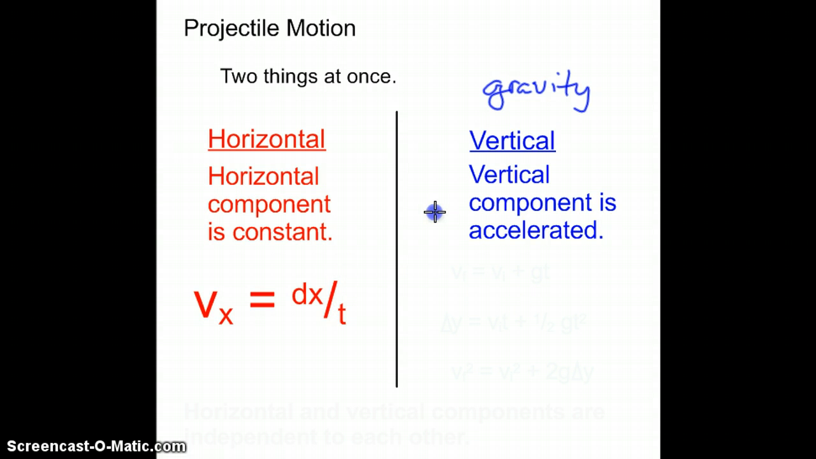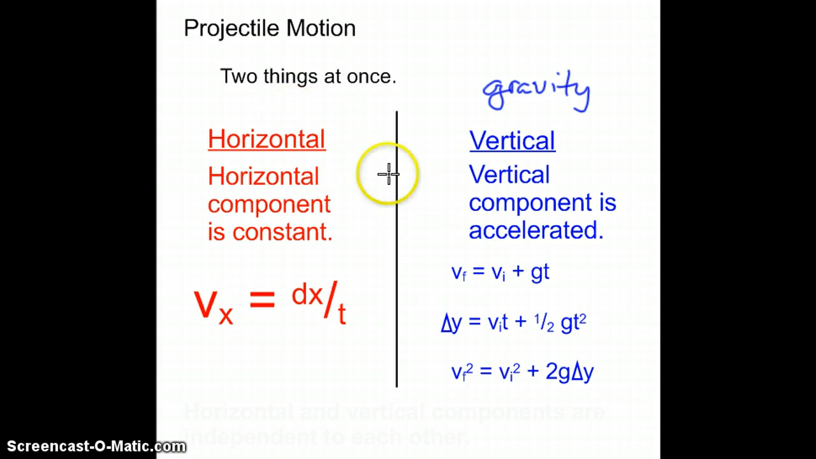The gravity formulas are, there it is. Our formulas for the accelerated component are the ones that we've talked about before. We have final velocity is equal to initial velocity plus gravity times time. Our change in y is equal to our initial velocity times time plus 1/2 gt squared. And then final velocity squared is equal to initial velocity squared plus 2 times gravity times my change in y. We will use these three formulas when we are doing our accelerated motion in the vertical direction.